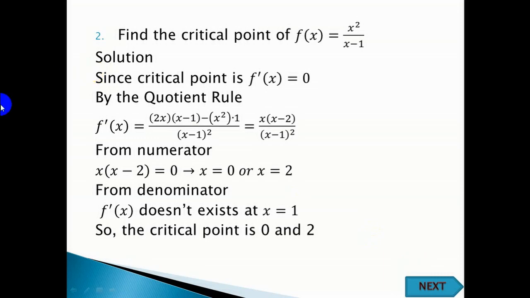They ask again: find the critical points of f(x) = x^2 / (x - 1). Because this is a quotient, and the critical point is where the first derivative is 0, you need to use the quotient rule to get the derivative. From here we get the derivative. In the numerator we get x = 0 or x = 2. But in the denominator, f'(x) doesn't exist at x = 1. So the critical points are just 0 and 2, everyone.